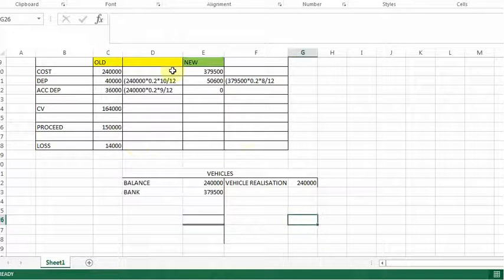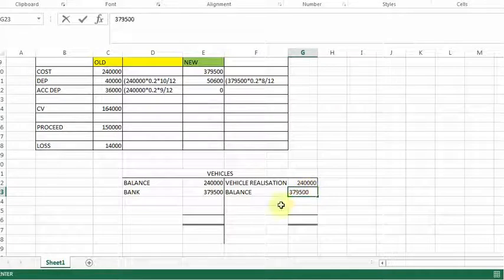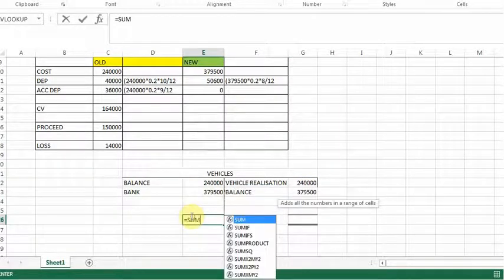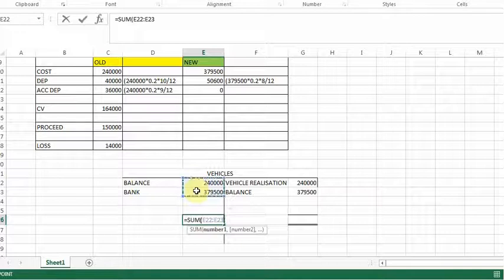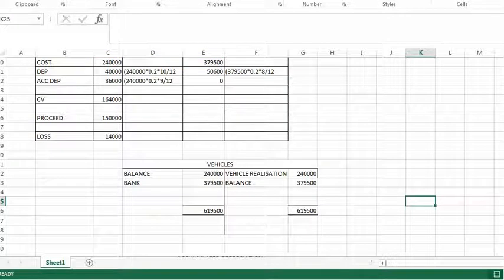I need to balance this account. So there, I'm just going to use a proper technique. The balance to be brought over here will be 379,500, and you will find that they will both balance then on a total of 619,500. Right, that's the vehicles account. If you are able to do this, you get a full 4 marks.